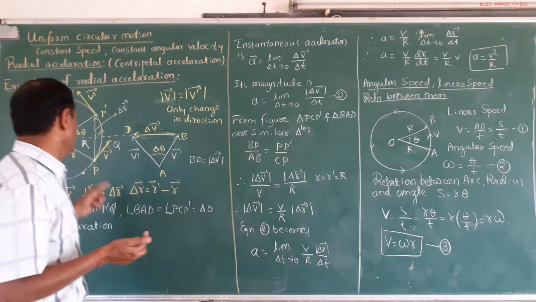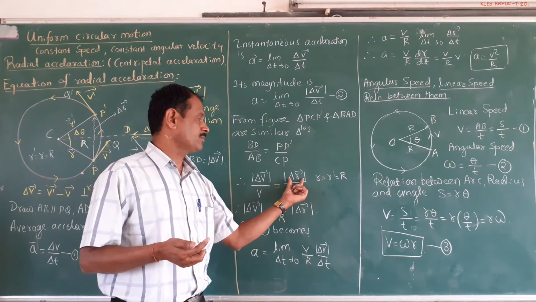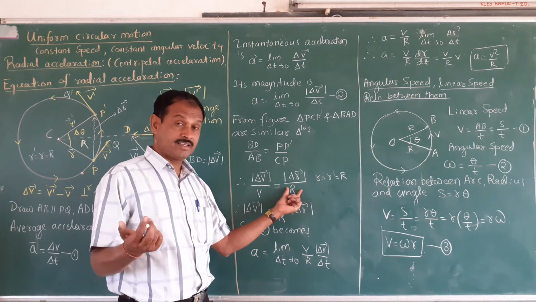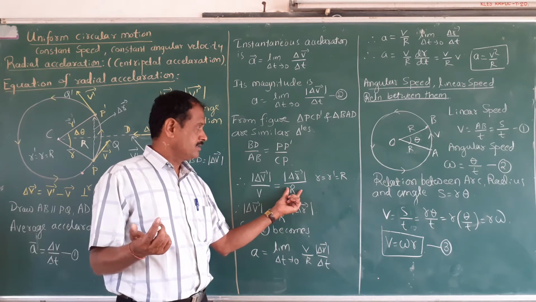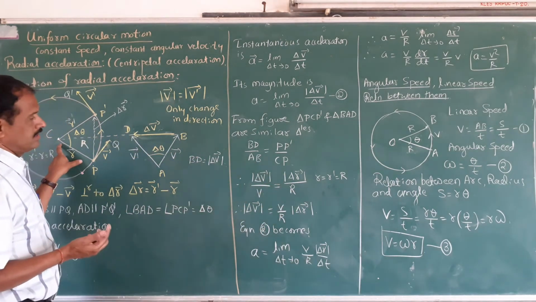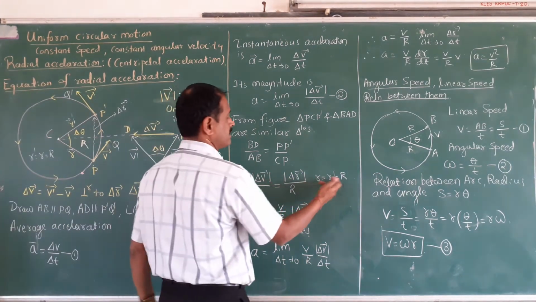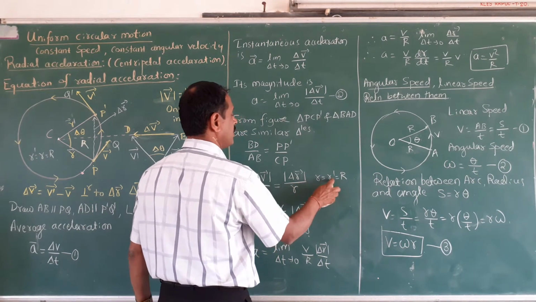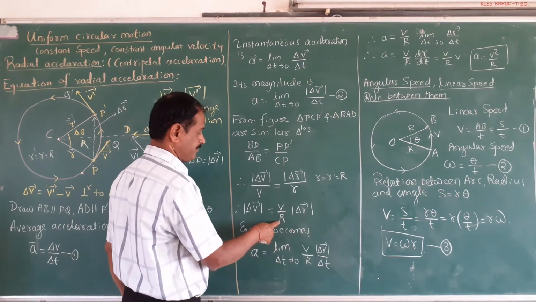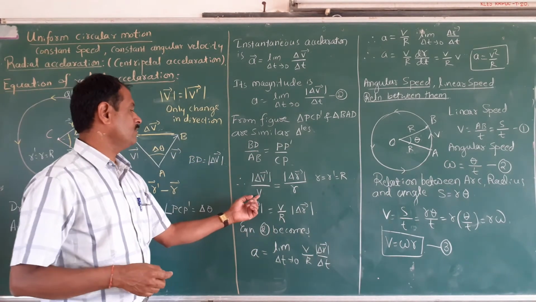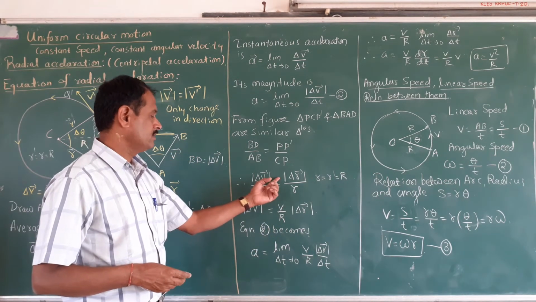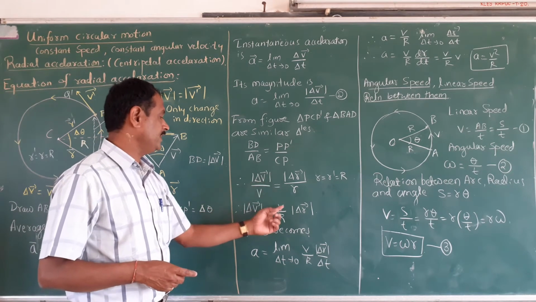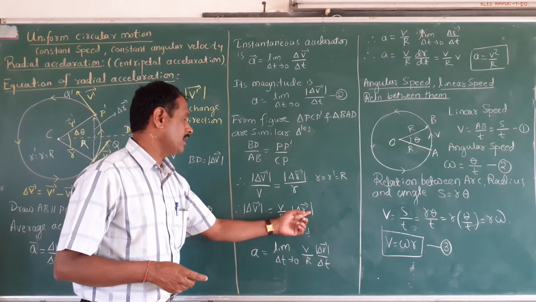And PP dash is the modulus of the delta divided by radius. CP is R here. If you want to take R only, R equals R dash equals R. Delta V is equal to V, you take in this side, V divided by R is equal to delta R.